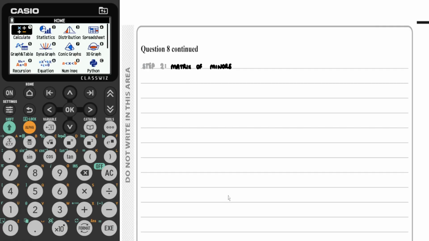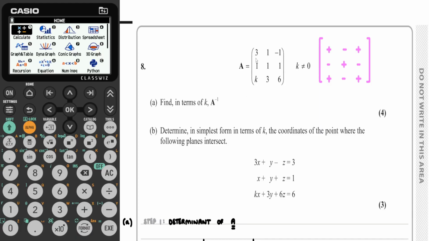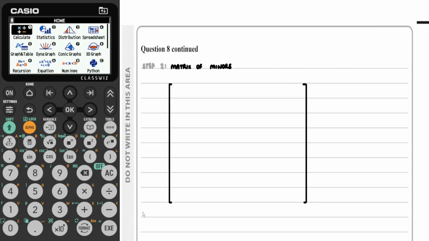The next step is to find the matrix of the minors. Now, for the first one, we have to cover up the first row and the first column and take the determinant of what's left over. So we have the determinant of 1, 1, 3, 6.